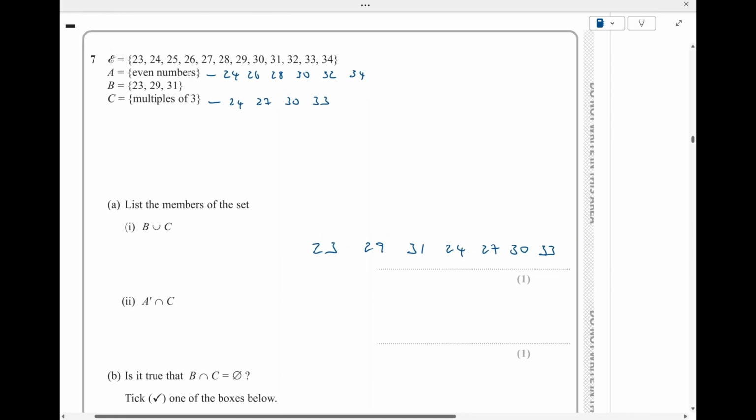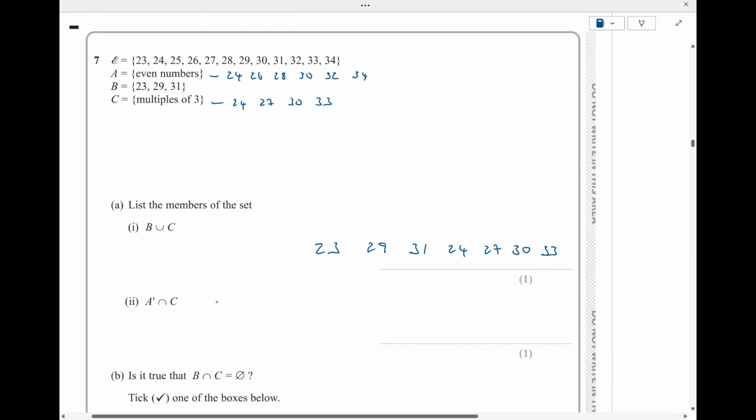Now, not A and in C. This meaning intersection, and. So to qualify for this, they have to be not in A and they have to be in C. So 24 is in C, but it's in A, so it's not going to qualify because it has to be not in A. 27 is in C, and it's not in A. 30 is in C, but it is in A. 33 is in C, but not in A.